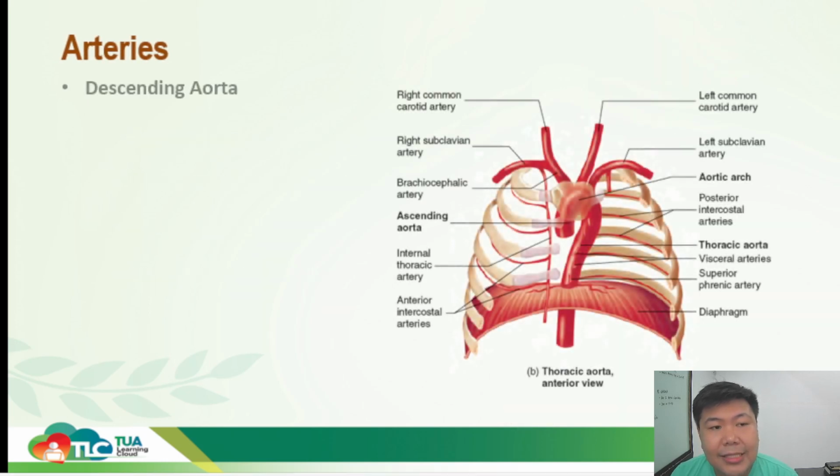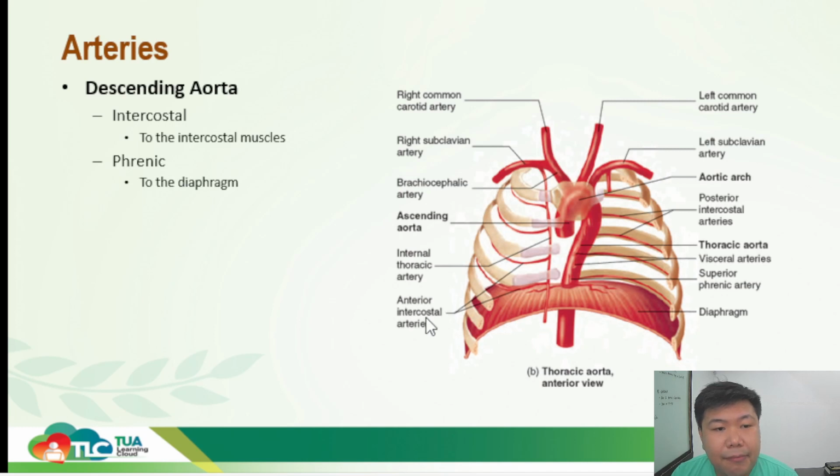For the thorax or the thoracic aorta, there are only two main branches. First is the intercostal arteries. You're able to see them here. The intercostal arteries provide blood to the intercostal muscles. If you observe the flow of the intercostal arteries, they are underneath the ribs, in order to provide blood to the muscles in between. The second one is the phrenic artery here, and they lie on top of the diaphragm because the phrenic arteries provide blood exactly to the diaphragm.